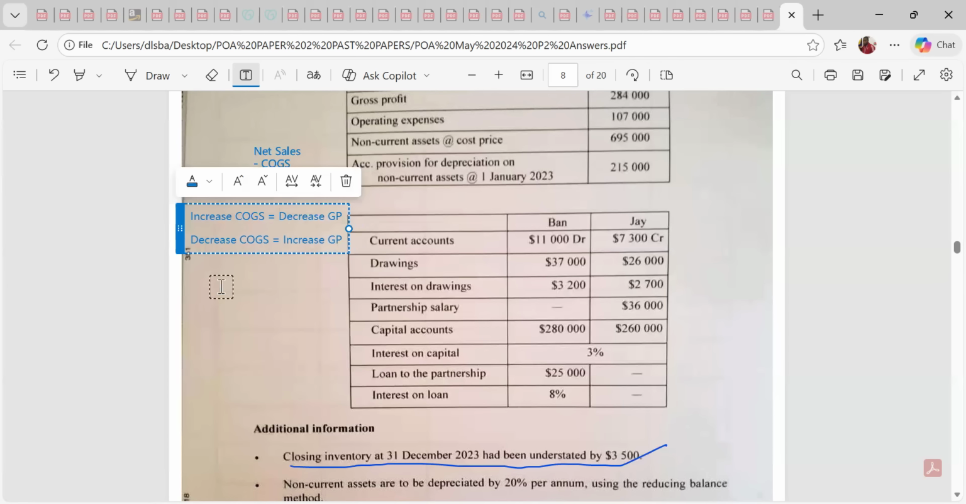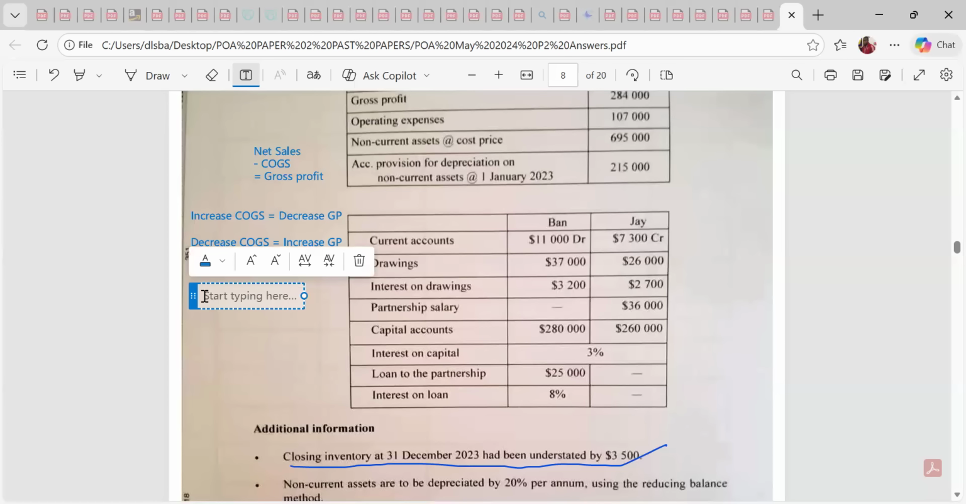All right, so we notice if our cost of goods sold increases, our gross profit decreases. If our cost of goods sold decreases, our gross profit increases. Cost of goods available for sale minus closing inventory equals cost of goods sold.